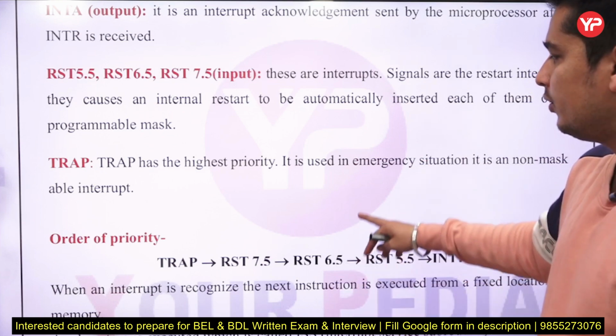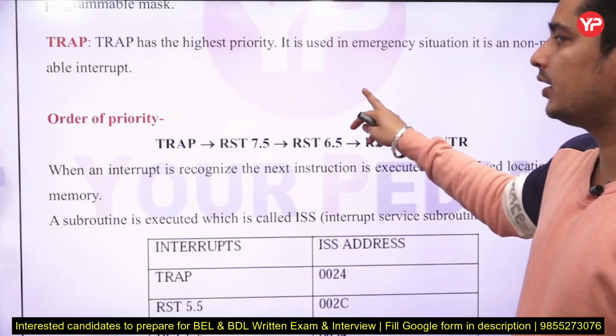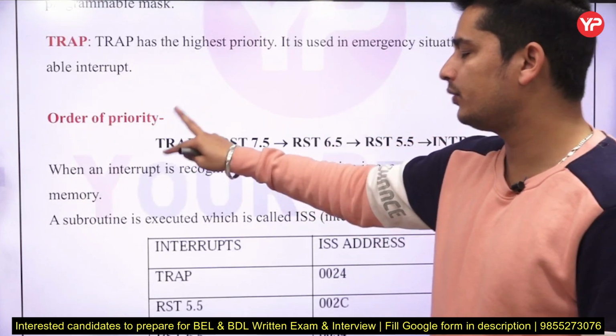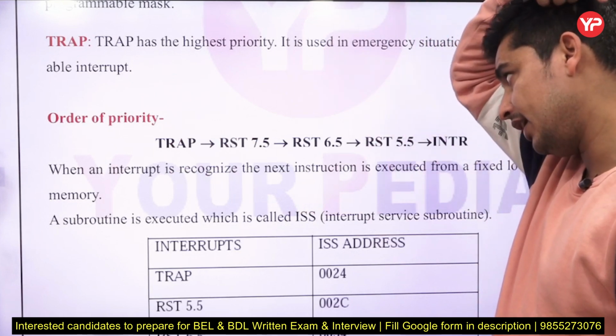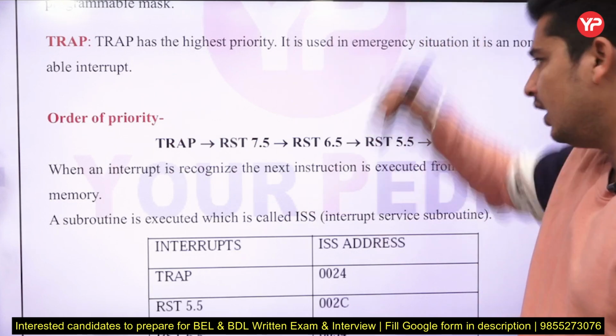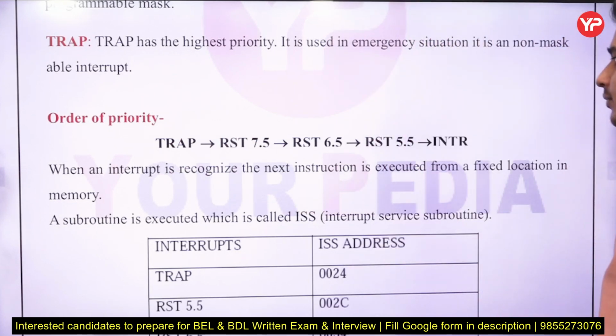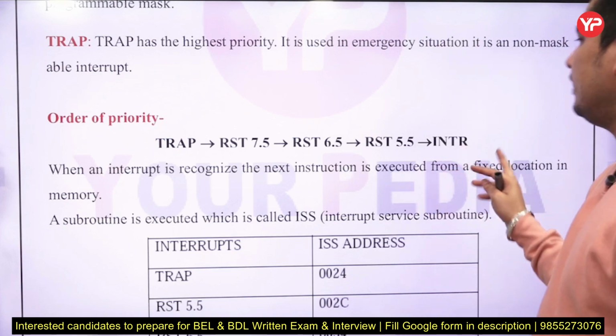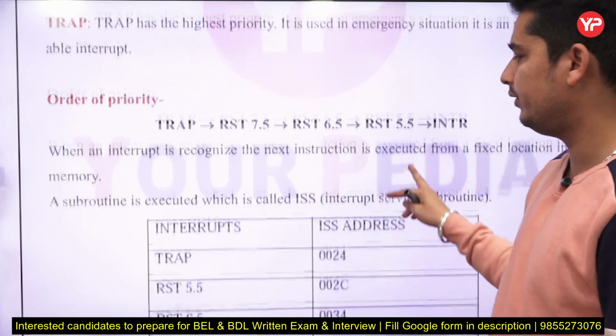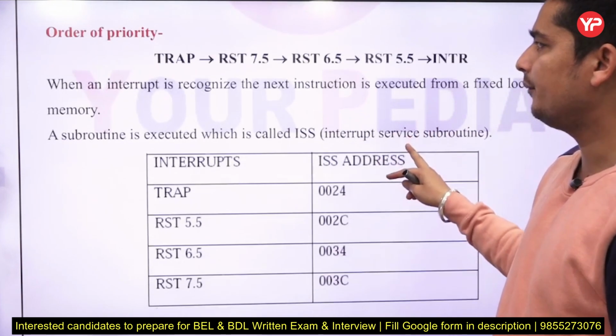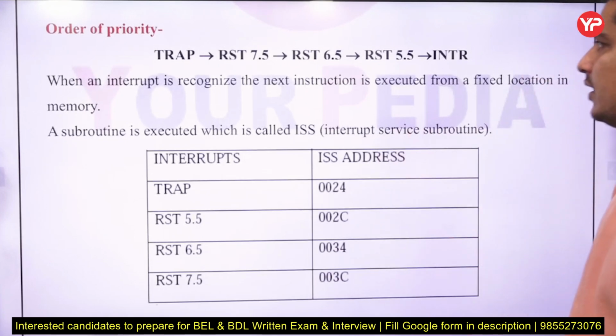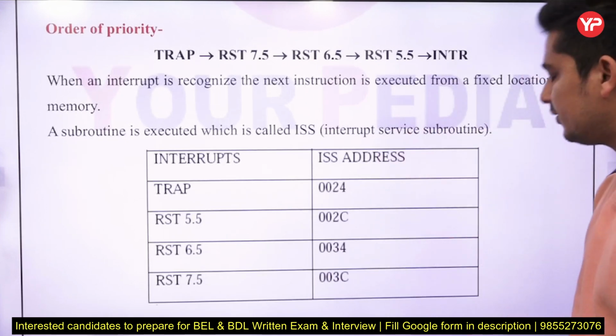So if I am going for the order of the interrupts, the first is trap having the highest priority, then RST 7.5, 6.5, 5.5, then INTR, which has the lowest priority. Okay, when an interrupt is recognized, the next instruction is executed from a fixed location.